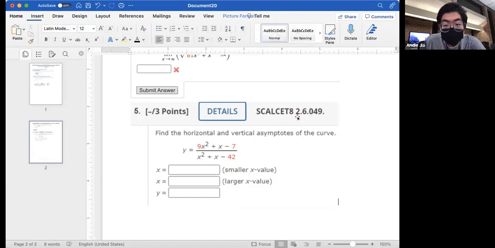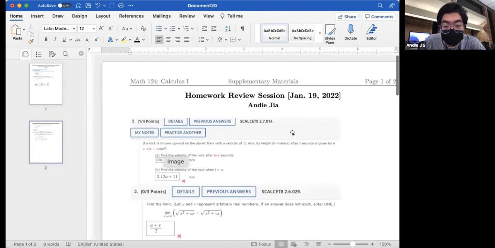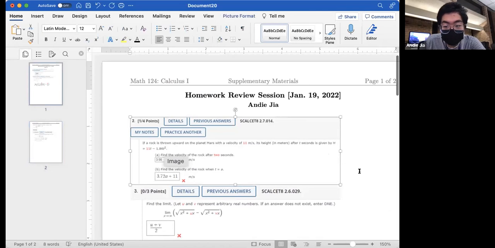So for today, there are 5 problems. I'm going to share my screen. There are going to be 5 problems, and the first one is 2 points.